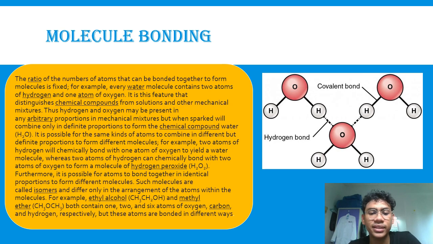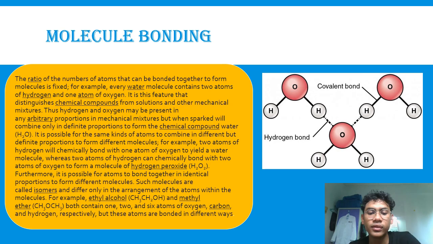It is possible for the same kinds of atoms to combine in different ways: two atoms of hydrogen will chemically bond with one atom of oxygen to yield a water molecule, whereas two atoms of hydrogen can chemically bond with two atoms of oxygen to form a molecule of hydrogen peroxide, H2O2.